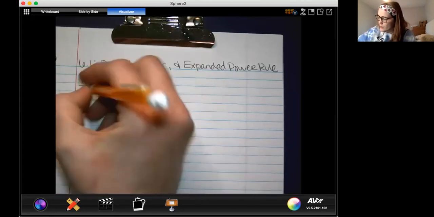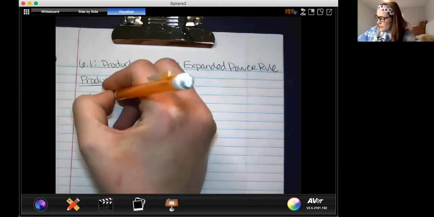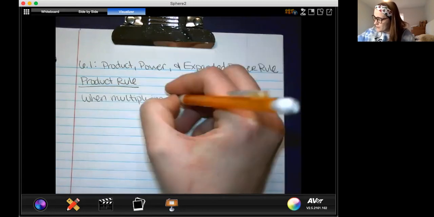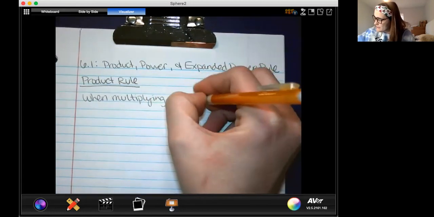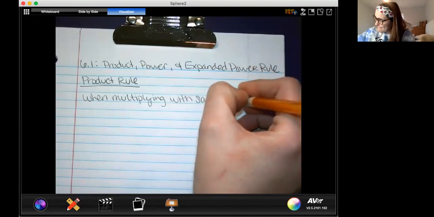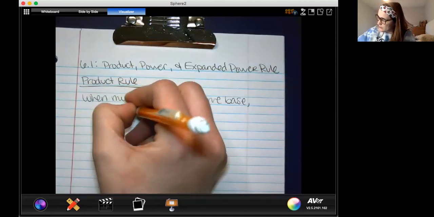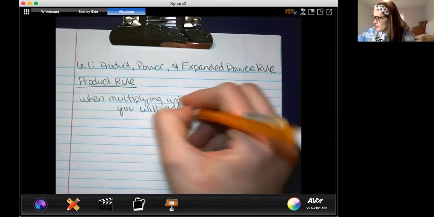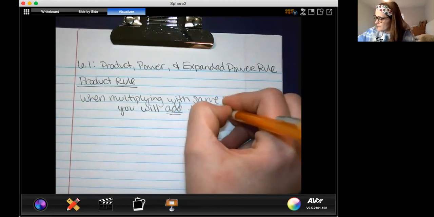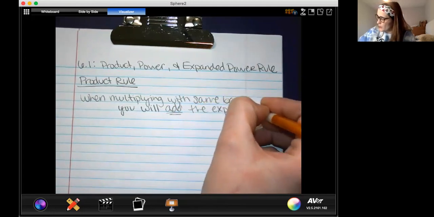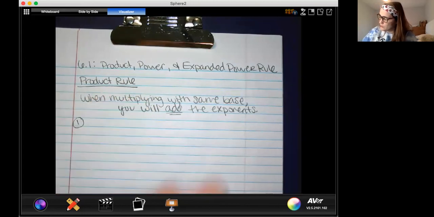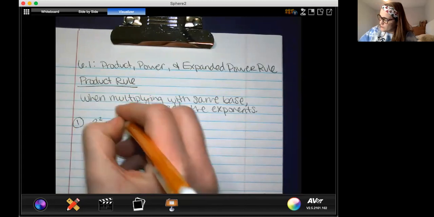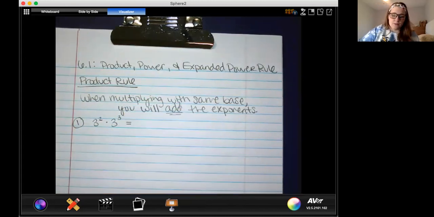Product rule. The product rule is when multiplying with the same base, you will add the exponents. The product rule states that when multiplying with the same base, you will add the exponents.